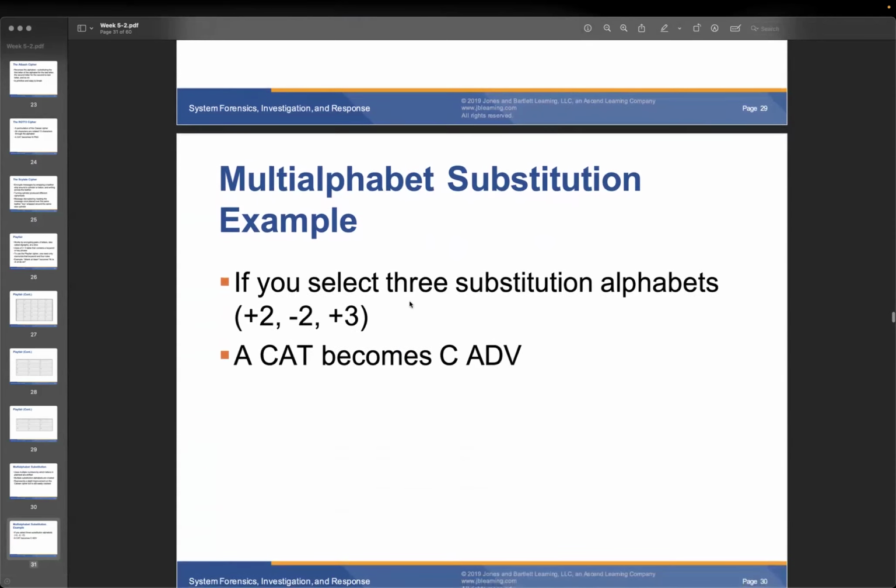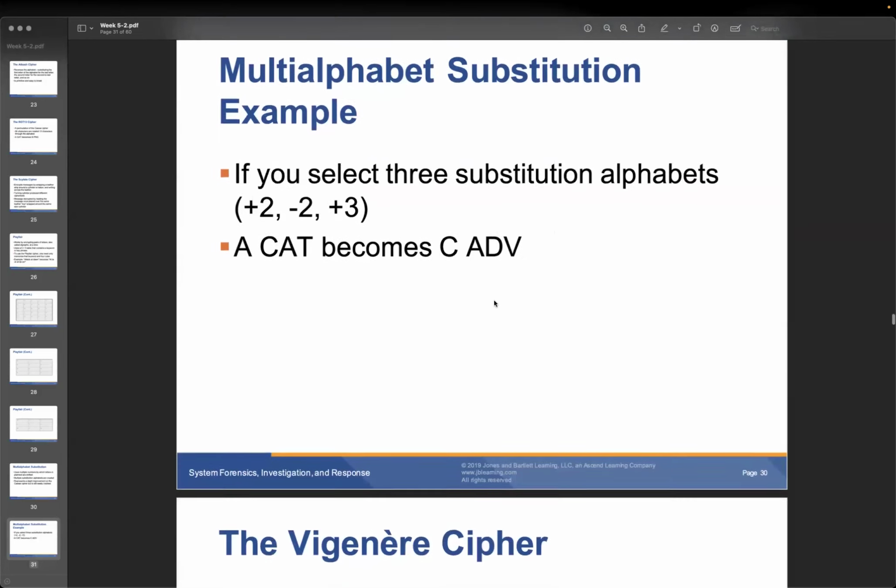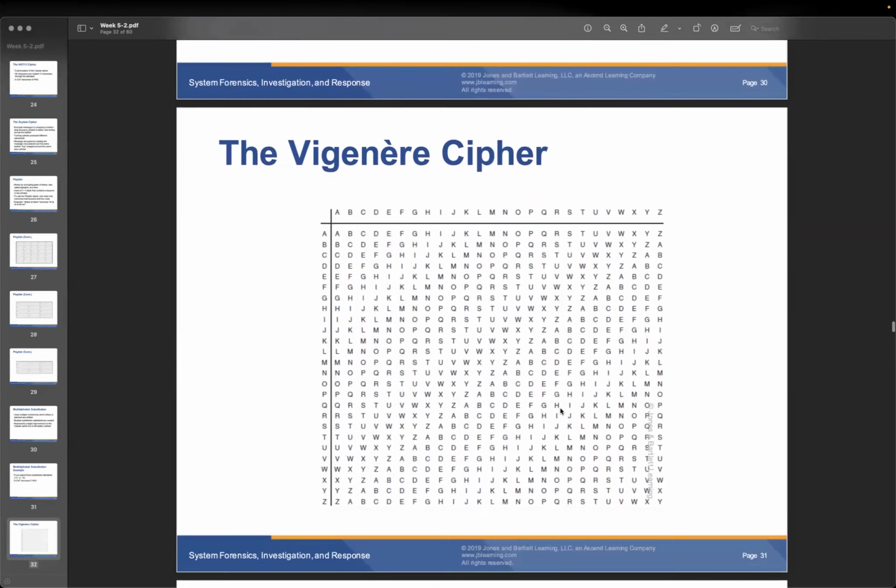So right here you will see we introduce a different type, and it's pretty straightforward. If you select three substitution alphabets, like +2, -2, +3, you can change it like this. Okay, +2, and then -2, and then +3. Okay, and then +2 again, and it will look like this. This is the multi-alphabet cipher.